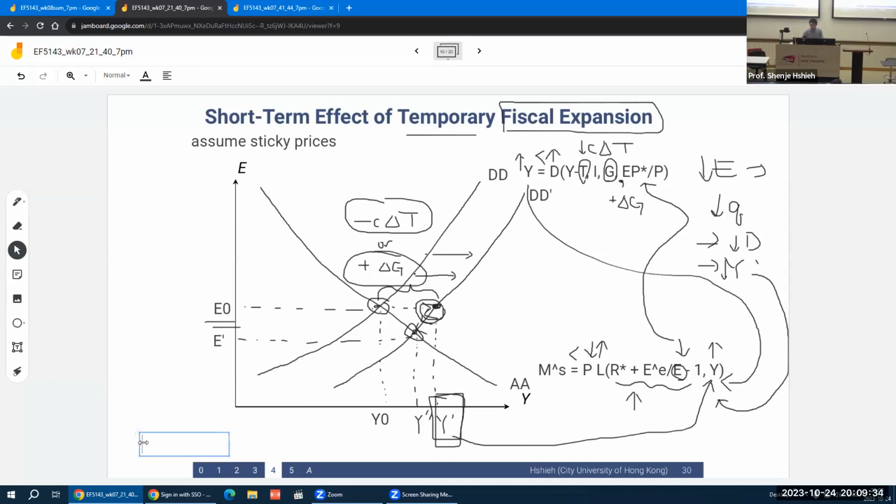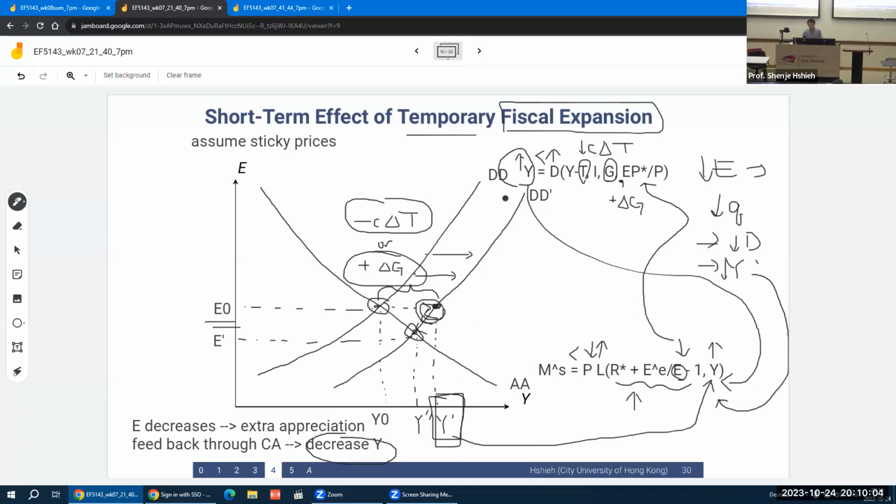So to summarize what's going on here, we have E decreases, exchange rate appreciation, feedback through CA, and decrease Y. So this is undoing this, right? It's undoing that.